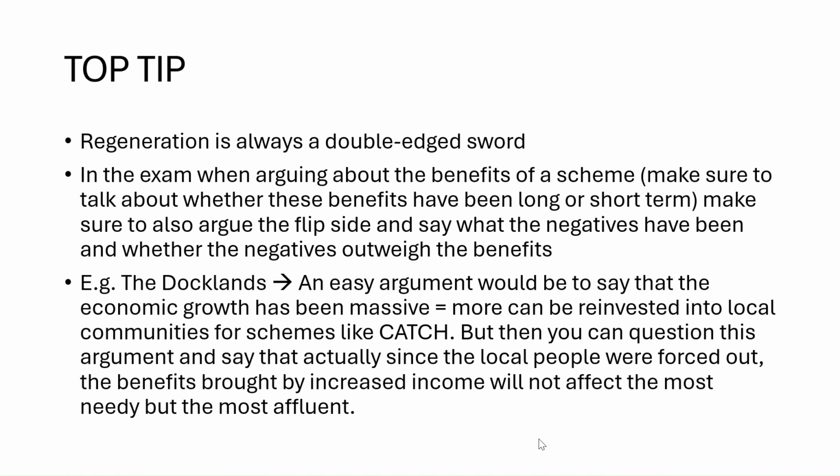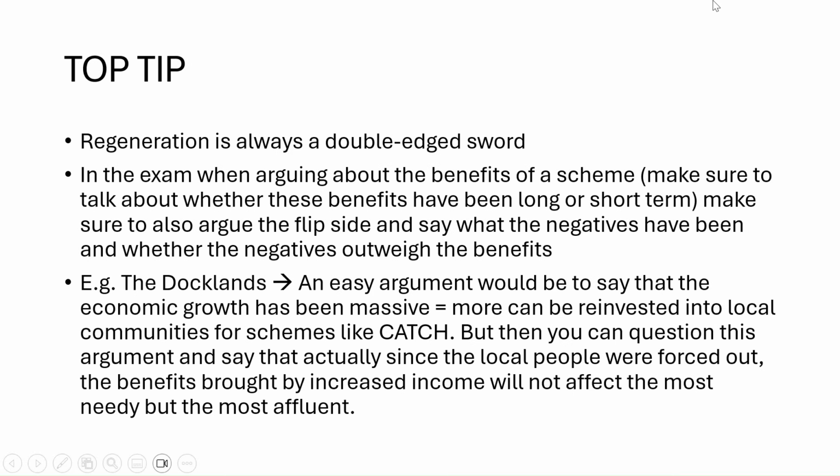Alright, moving on. Top tip: regeneration is always a double-edged sword. What I mean by this is, don't talk about regeneration always in a positive light. There are negatives to it as well. I've read some people's essays, and they overly praise regeneration schemes as if there are no problems associated with them. I've given an example below: with the regeneration of Docklands, a lot of people praise it, but there are a lot of negatives and downsides you can mention, which I'll go through with you later. You can pause it and have a read now if you want. But regeneration is not all sunshine and rainbows. It can sometimes be a bit of doom and gloom as well, so mention it and show awareness to the examiner.